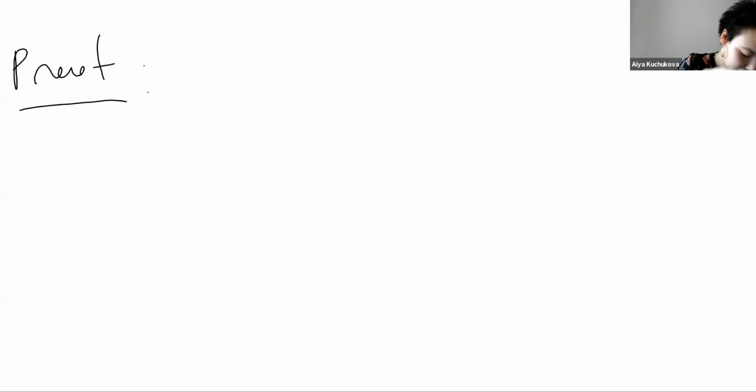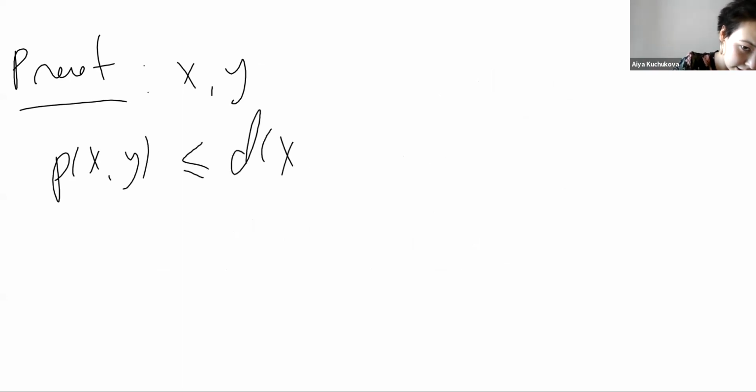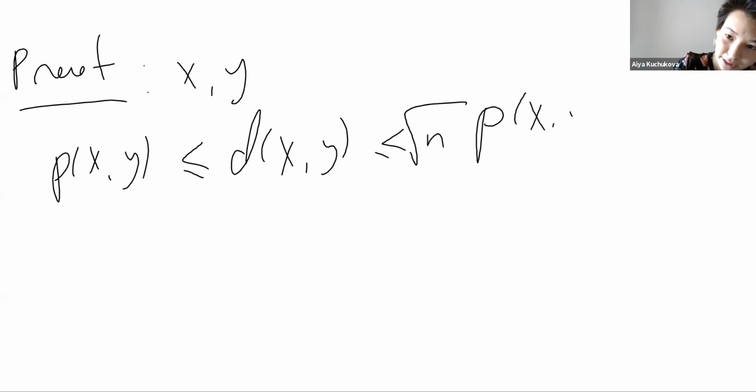Say you have two points, X and Y, and they are vectors because those are points in n-dimensional space. Basically what you can do is check that p(x,y) is less than or equal to d(x,y), which is less than or equal to n p(x,y), which I know looks a little bit complicated, but actually isn't that complicated.